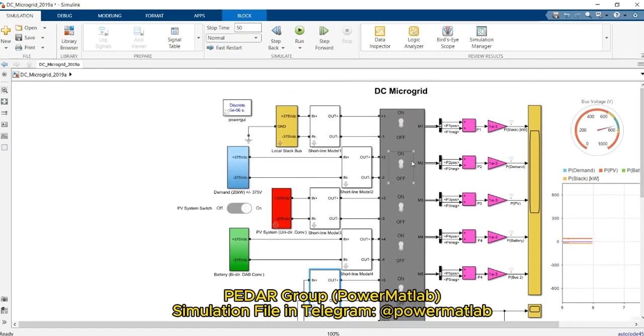Also, as you can see here, in main bus bar number 1, we have a slack bus, the main component of the system that is responsible for controlling the voltage, where this slack bus connects to the main bus bar through this short line.